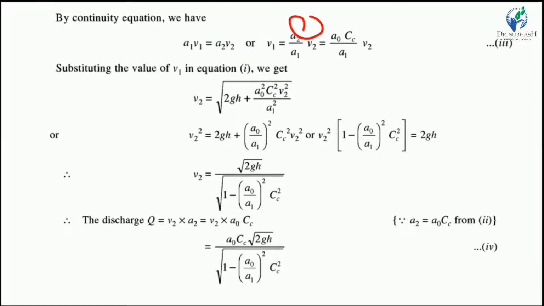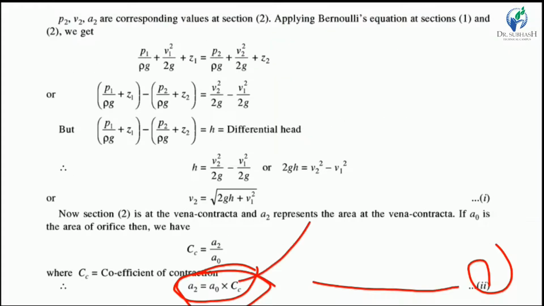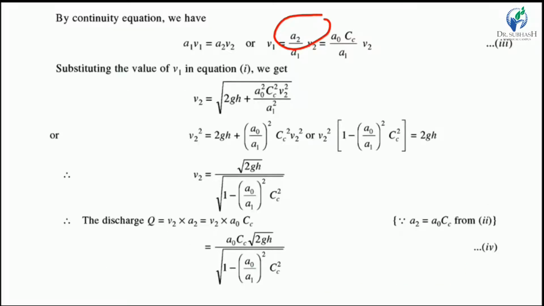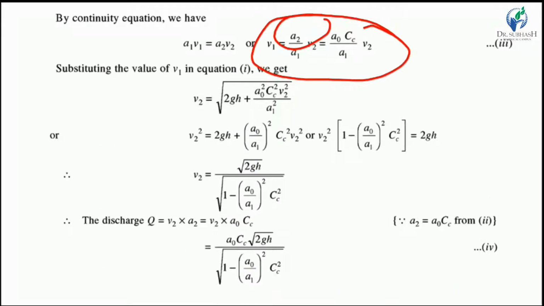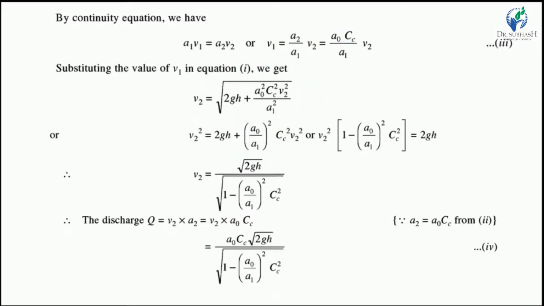Now the value of A2 is taken from this equation, then the equation is V2 equal to A0 Cc upon A1 into V2. The value of A2 is put in from this equation. Now the value of V1 from the continuity equation that we found is placed in this equation of V2. Now, V2 squared: in this equation we square the left and right sides, so the under root is removed from the right side and V2 is squared.